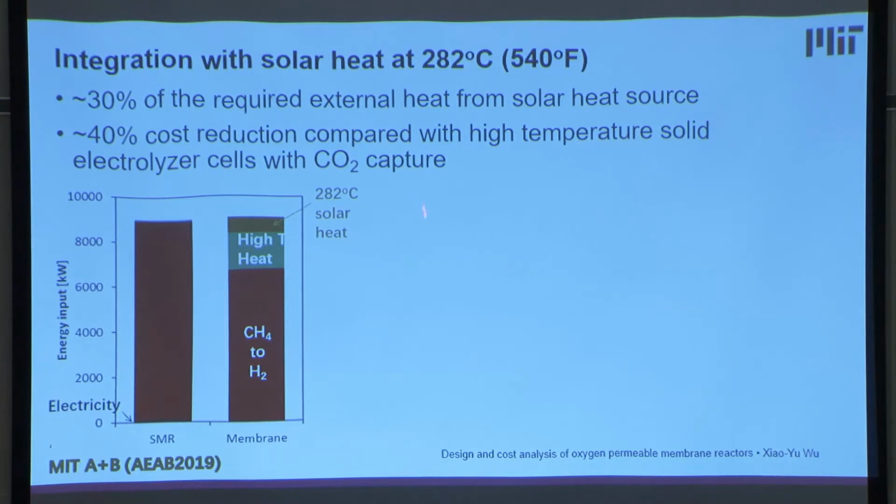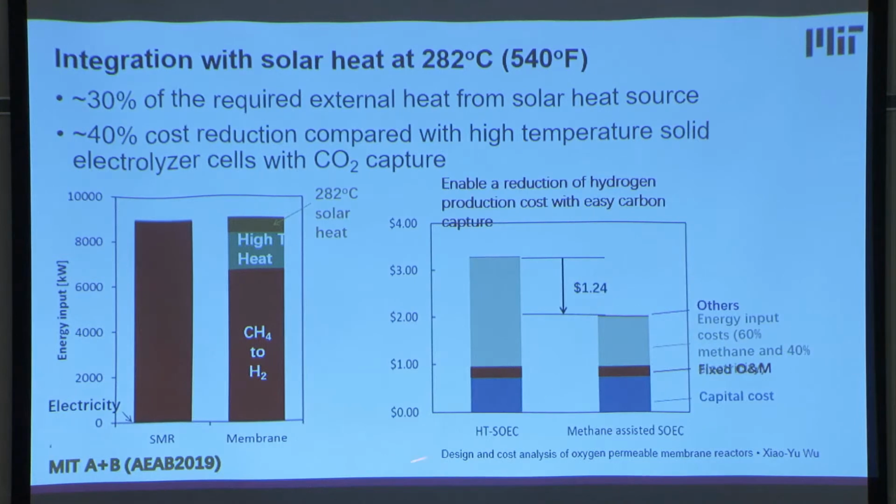And also, we have a cost reduction compared to the solid oxide electrolysis cell, which is shown here. We also did a cost analysis. So this is the high temperature solid oxide electrolysis cell, and this is the methane assisted process. You can see that there is a big cost reduction while producing high purity hydrogen.